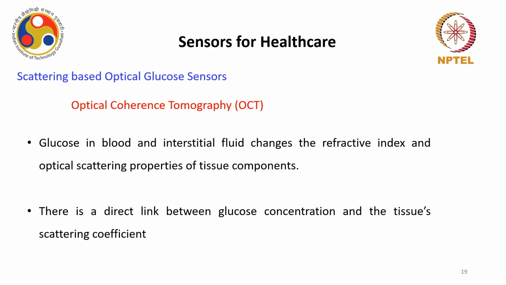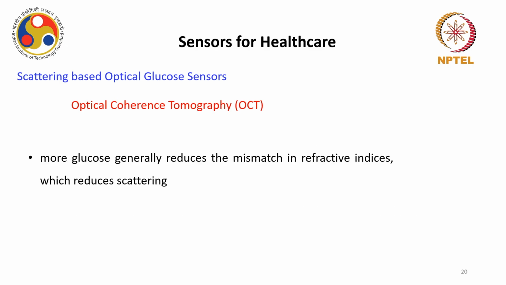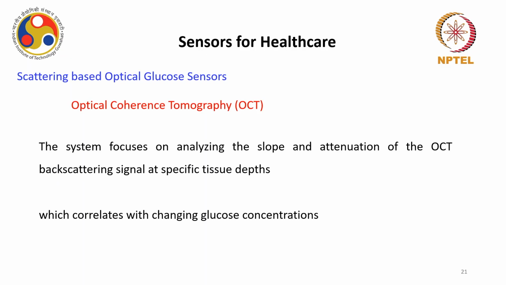The glucose in blood and interstitial fluid changes the refractive index and optical scattering properties of the tissue components, and there is a direct link between the glucose concentration and the tissue's scattering coefficient. More glucose generally reduces the mismatch in the refractive indexes while reducing the scattering, and optical coherence tomography utilizes this idea exactly.